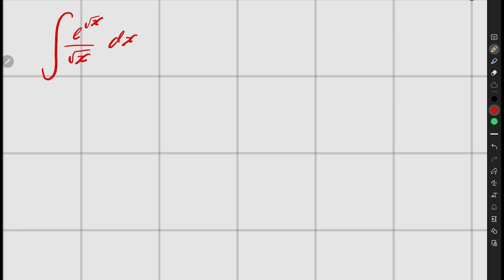So we want to pick our u variable first. That's the most important step to this problem. So let's think about what we can set u equal to. We can either set u equal to x or u equal to the square root of x. I want you to pause the video and give this a go. Pick your U-Substitution and see if you get it right. Okay, let's have a look at this problem. Let's think about what we're going to be setting u equal to.